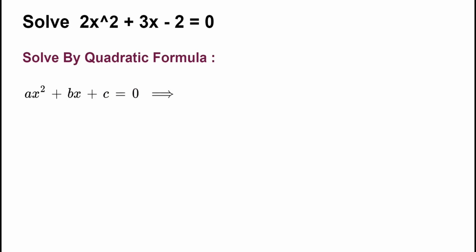Now the last one, but we're not going to solve it with factoring. We'll solve it by the quadratic formula. The quadratic formula says that if we have any equation ax squared plus bx plus c equals 0, then the solutions we're looking for are x equals minus b plus or minus the square root of b squared minus 4ac, divided by 2a. This formula we should remember by heart.